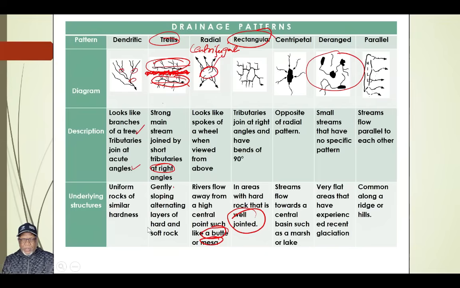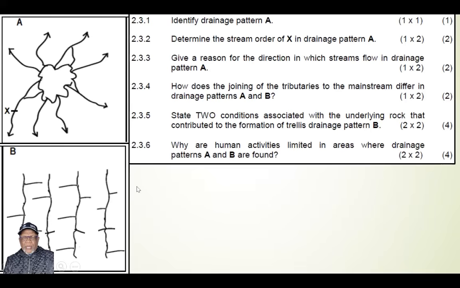Let's move on with our patterns. Now, here are the activities on patterns. Identify drainage pattern A. This one, it looks like a radial pattern. You see the streams are radiating away. Determine the stream order of X in drainage pattern A. So what are you looking at here? You say this is stream order 1 and stream order 1. They are going to make stream order 2. So the stream order there is 2.